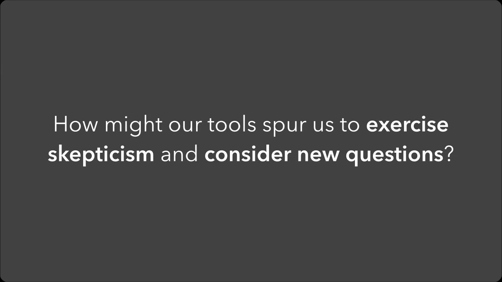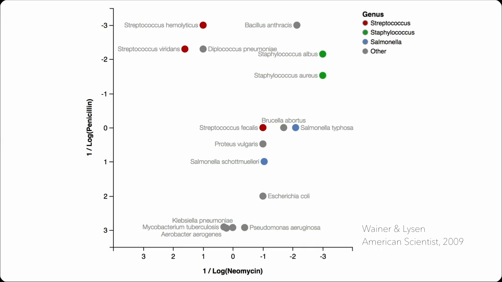So the idea is that while it can be useful to explore multiple representations of the same subset of data, it's often even more vital to explore different slices and transformations of the data that might spur new questions or address different hypotheses. Or rephrasing this, I think we should consider how our tools might better spur us to exercise skepticism about data and consider new questions. So, consider this alternative visualization. It's fairly simple. What we're seeing is the different bacteria in a scatter plot.